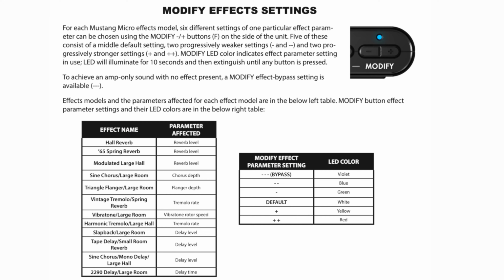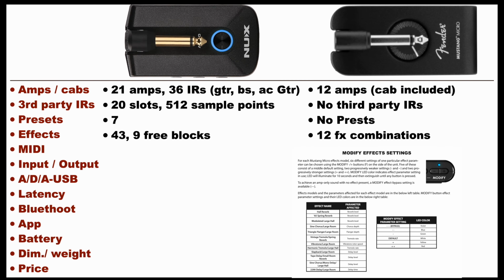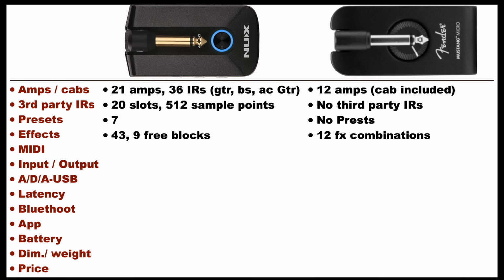5 of these consist of a middle default setting, 2 progressively weaker settings and 2 progressively stronger settings. To achieve an amp-only sound with no effect present, a modify effect bypass setting is available. Furthermore, you have a dedicated EQ controller. On the other hand, in the NUX, you can choose to put any combination of effects in the 9 blocks effect chain, and each effect can be tweaked separately with the app.